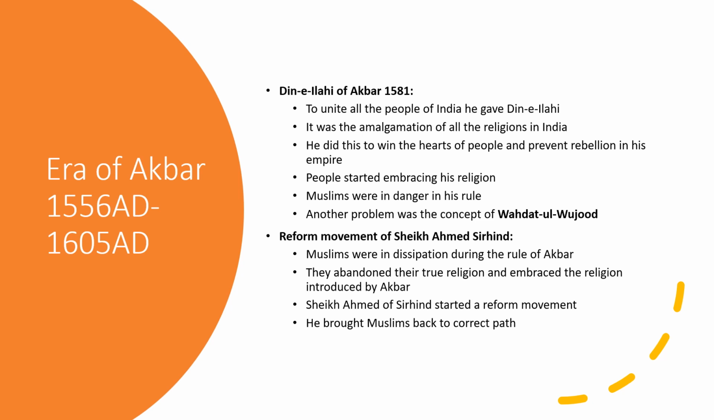But then a person named Sheikh Ahmad Sirhindi came to the forefront and started his reform movement to save Islam and to save Muslims at that time. Muslims were in dissipation during the rule of Akbar. They started abandoning their true religion and embraced the false religion introduced by Akbar, which was Deen-e-Ilahi. So Sheikh Ahmad of Sirhind started his reform movement and brought Muslims back to the correct path. It was his efforts that saved Muslim rule in the subcontinent, and Muslim rulers and the locals were steered back to the right path.